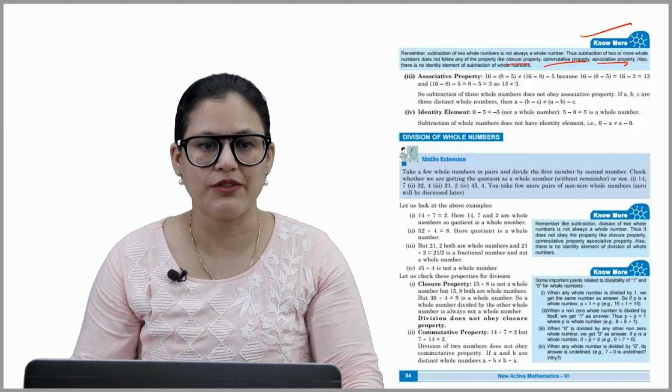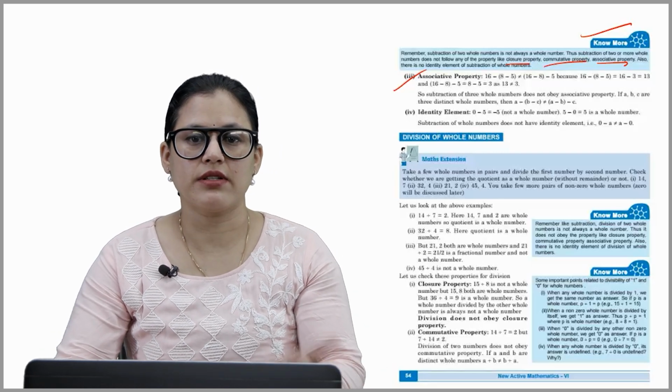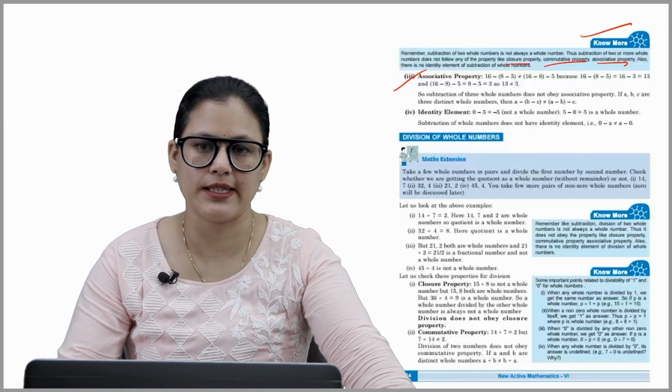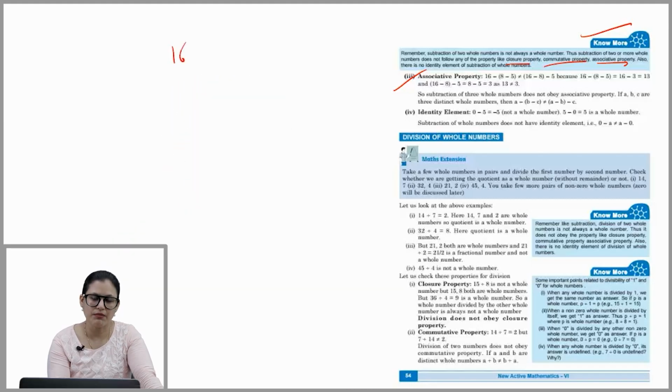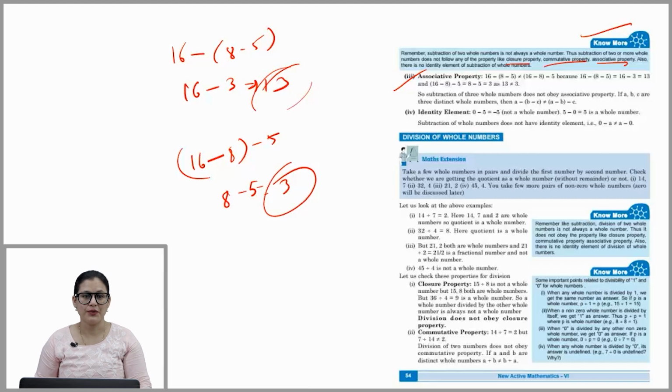Number 3, associative property. 16 minus 8 minus 5 is not equal to 16 minus 8 in brackets and minus 5, because in this case, what will we get? See, 16 minus (8 minus 5) is what? 16 minus 3 is 13. But (16 minus 8) minus 5, what will we get? 16 minus 8 is 8 and minus 5 is 3. As 13 is not equal to 3, subtraction of 3 whole numbers doesn't obey the associative property.